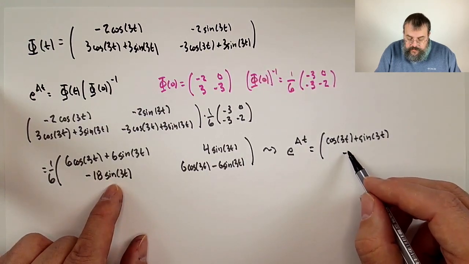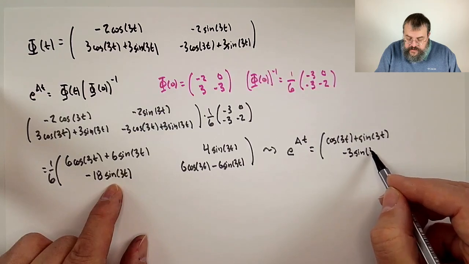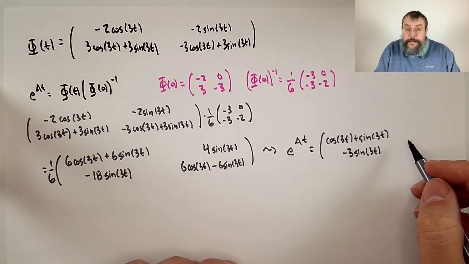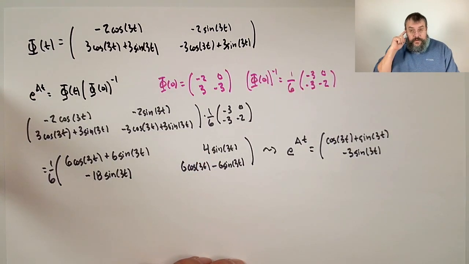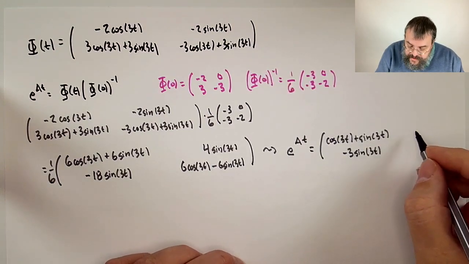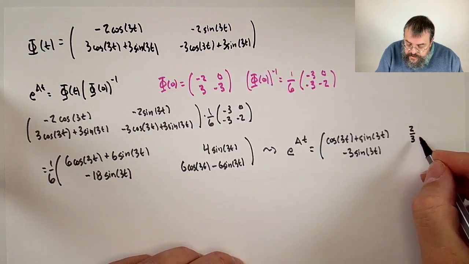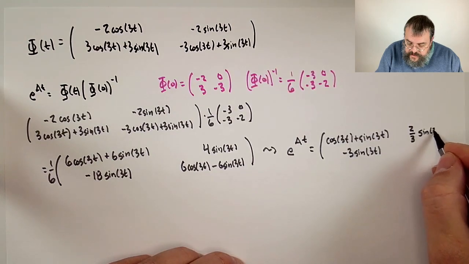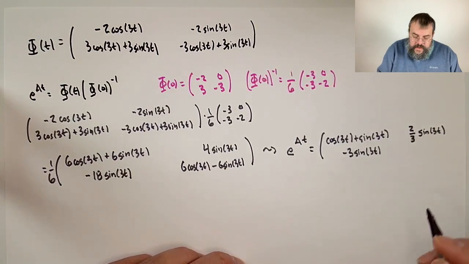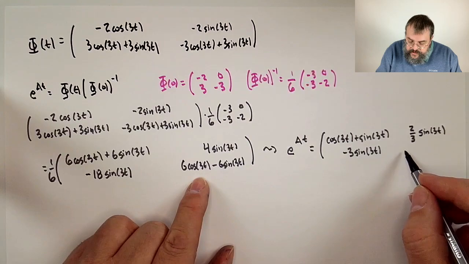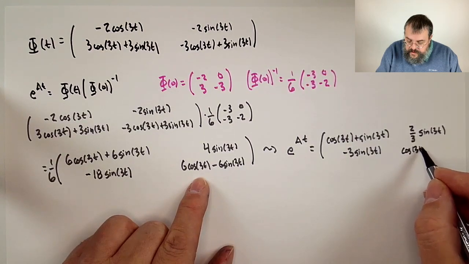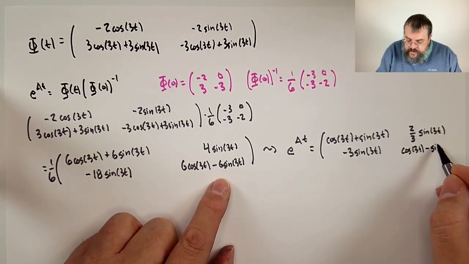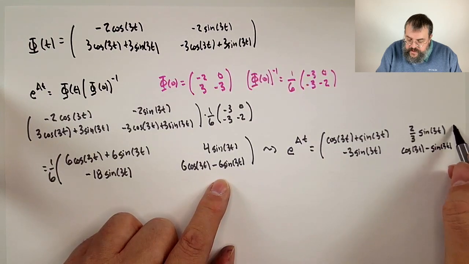Down here, we get -3 sine of 3t. 4 times 1/6, that's 4/6. That'll make that a 2/3 sine 3t. And then we have cosine 3t minus sine 3t. All right.